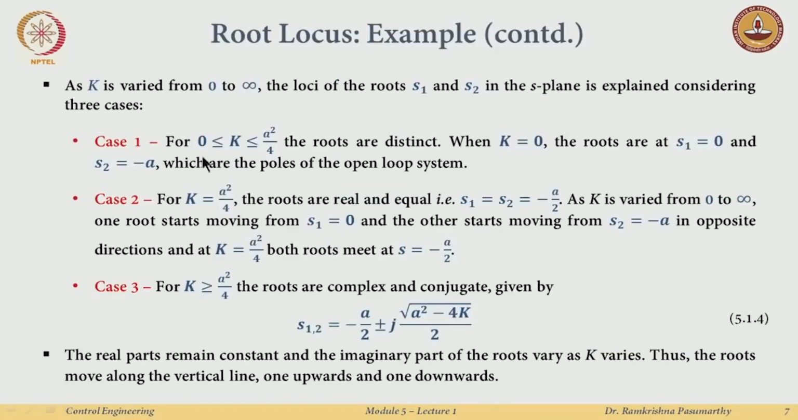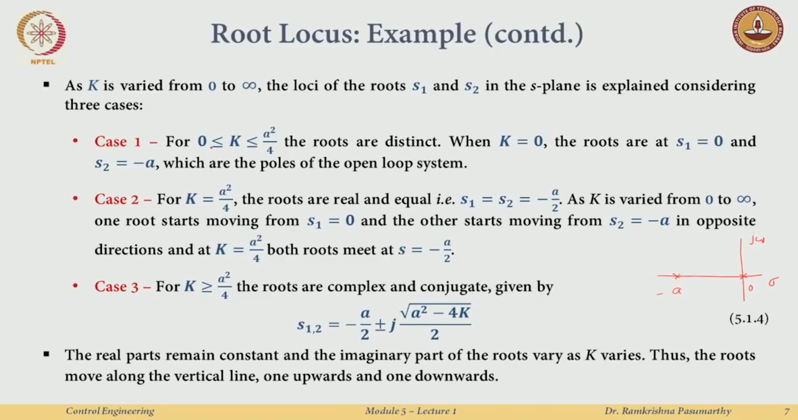So, for case 1, when k is between 0 and a square by 4, the roots are distinct. I can just see that very easily. When k equal to 0, the roots are at s1 equal to 0 and s2 equal to minus a. Let us plot that. I start with k equal to 0, I am here, that is 0, and I am here, this is minus a, in the s plane with sigma and j omega.